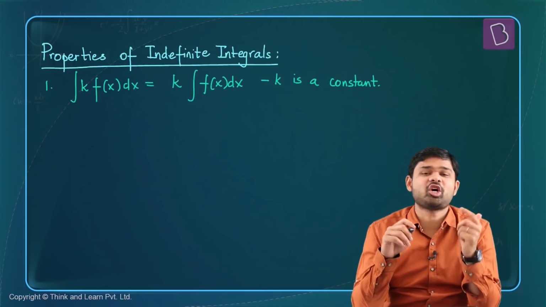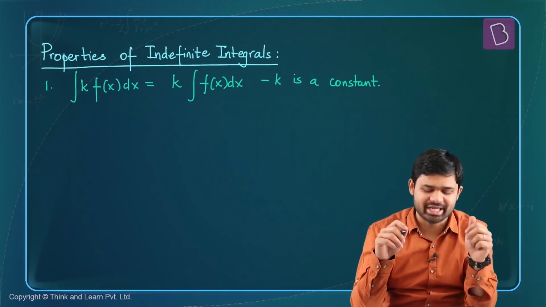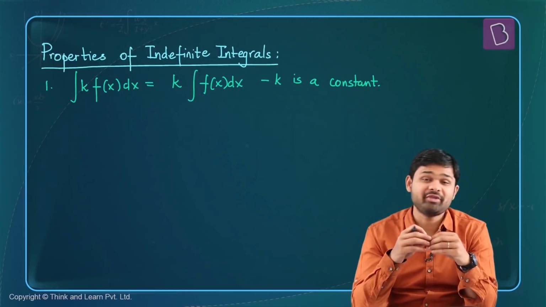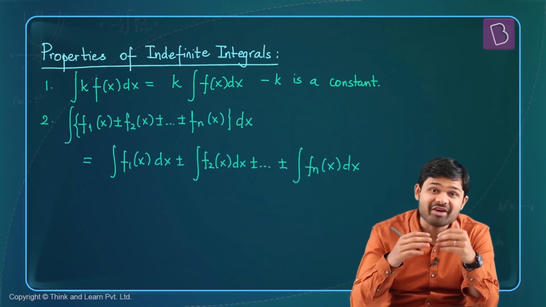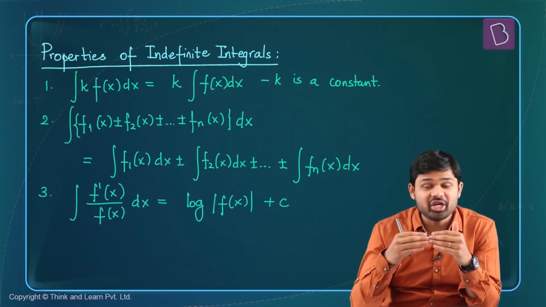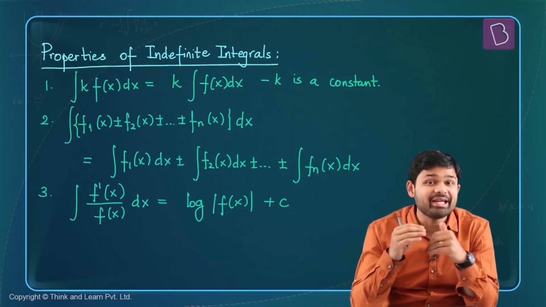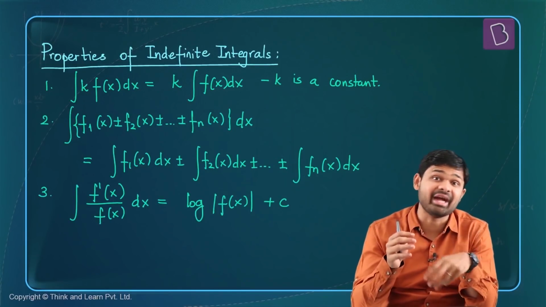What happens if there is a constant multiplied to the function inside the integral? What if you have a sum or difference of functions in an integral? What if you have a derivative of a function divided by the function and you have to integrate that?